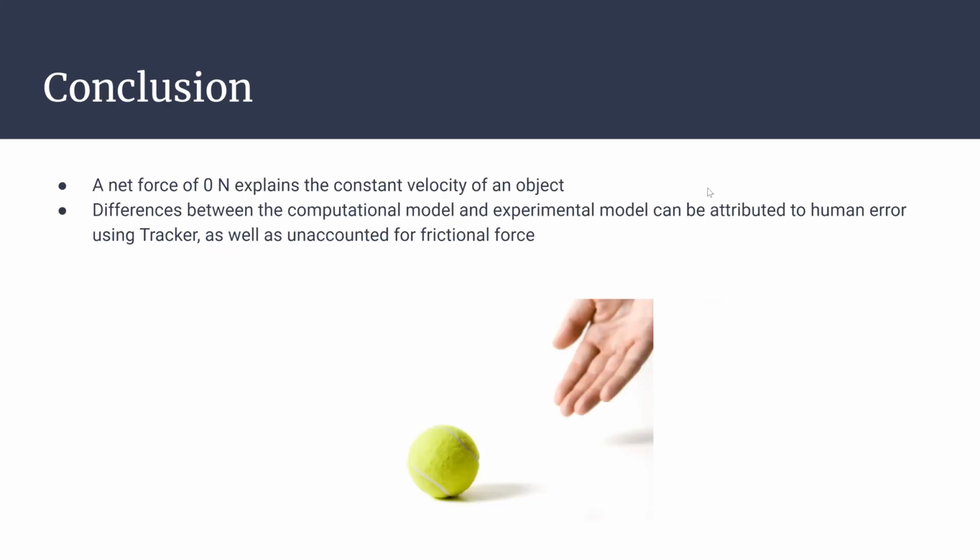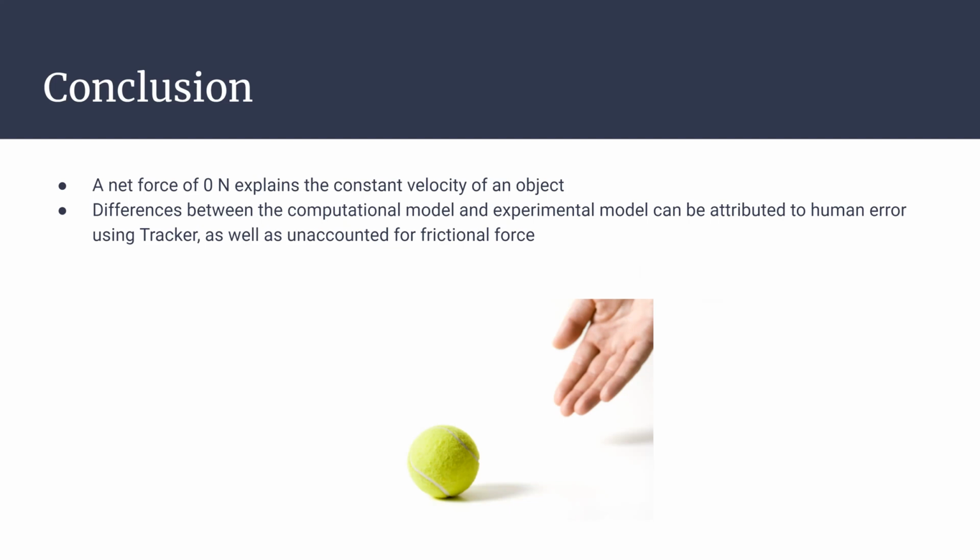In conclusion, a net force of 0 newtons explains the constant velocity of an object. This goes back to the velocity update formula. There's no net force, so that cancels out the mass and the change in time. So the initial velocity just equals the final velocity, and the only thing changing is the position as time goes on.